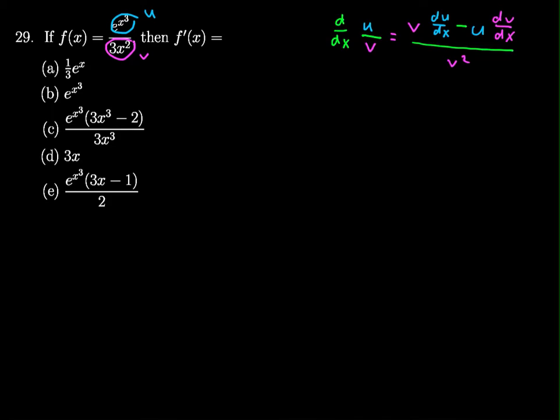So this derivative will equal v, 3x squared, multiplied by the derivative of u. And for the derivative of u, the derivative of e to some number is e to that still. But I still need to take the derivative of the inside function. I need to use the chain rule. The derivative of e to the x cubed is e to the x cubed multiplied by the derivative of x cubed, which is 3x squared.